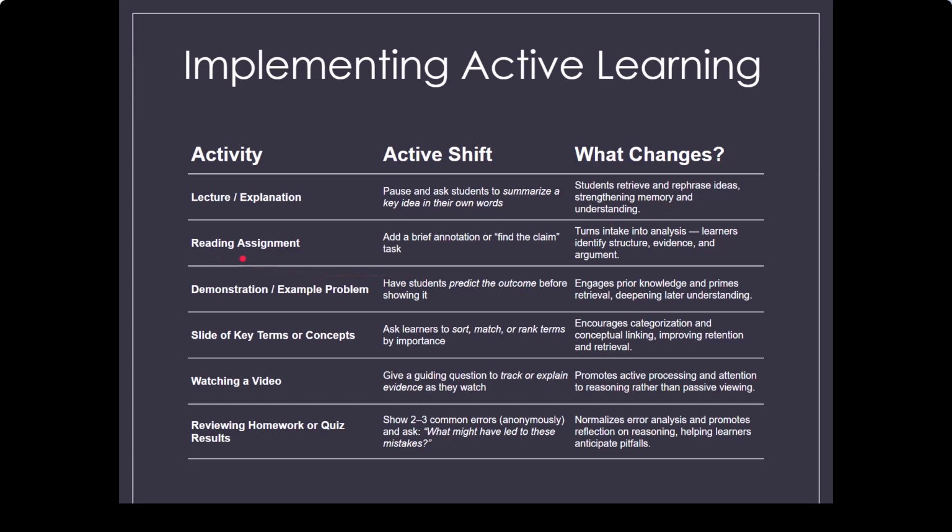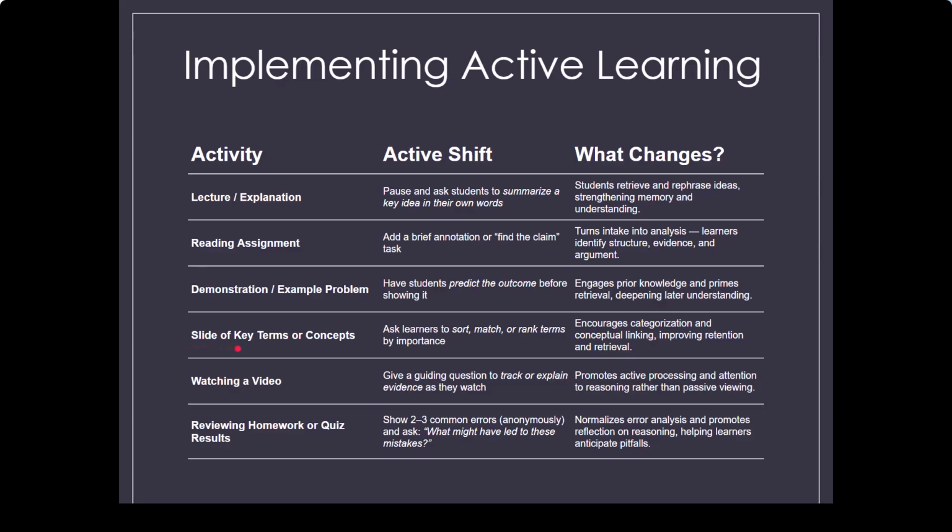Next is reading assignment. Add a brief annotation or find the claim in the reading. This changes things and makes it active, and it turns intake into analysis. Learners identify structure, evidence, and argument. For a demonstration or example problem activity, have students predict the outcome before showing it. This engages prior knowledge and primes retrieval, deepening later understanding.